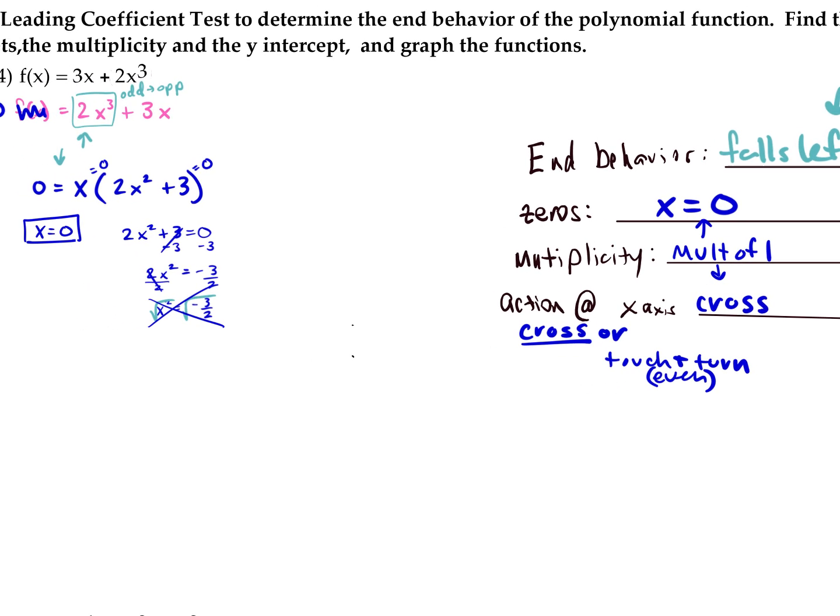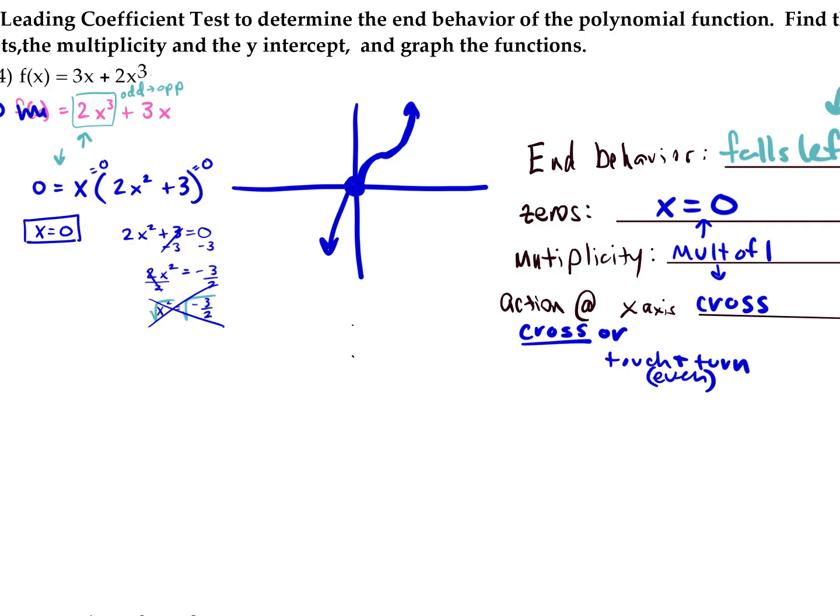This graph is going to look a little bit funky just because we do have imaginary zeros. So if we were to graph this, we've got a point at 0. Our end behavior falls to the left and rises to the right. So it almost looks linear. It kind of does something a little funky up here, where the other value doesn't touch the x-axis. But we're not looking for anything super exact. I'm looking for the zeros, your end behavior, and the action at the x-axis. Does it cross or does it touch and turn?